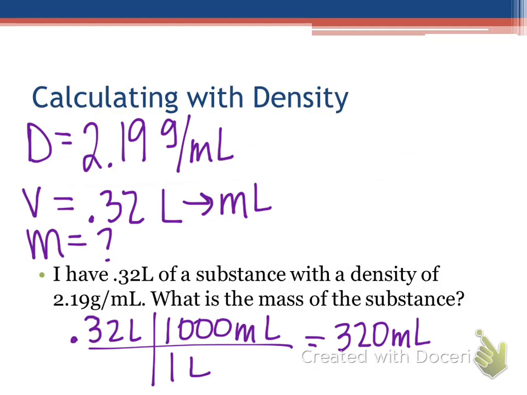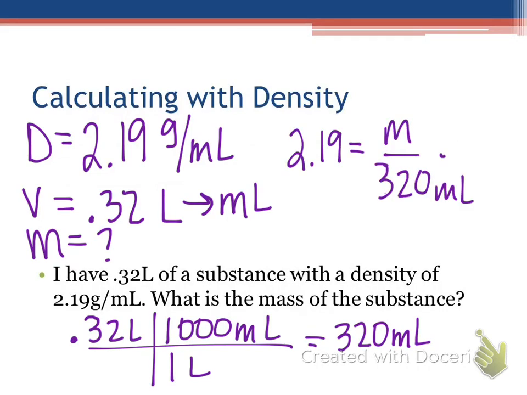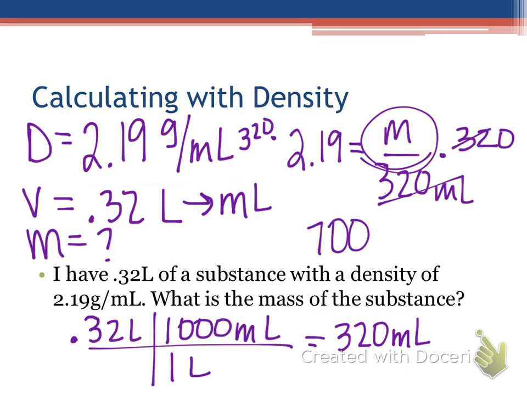Yep, you want to find the mass. So if we want to get mass by itself, we need to multiply by 320 on both sides. We don't need to divide because that's already in the numerator. To solve for mass, what did we have to do to those two numbers? 100.8. What's our units that go with that? Grams. Good.